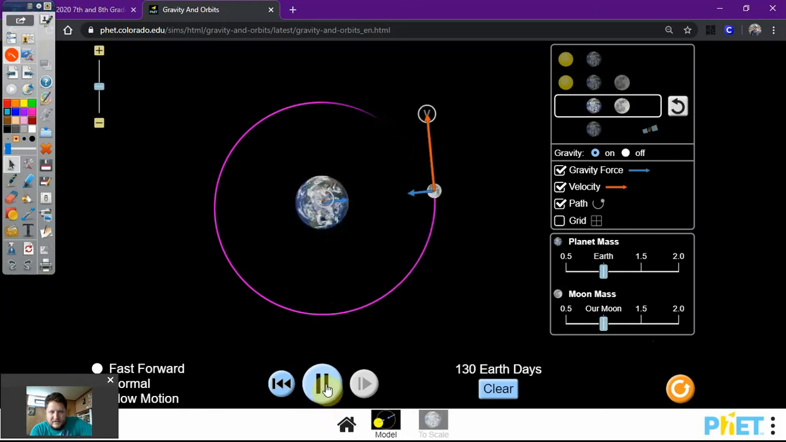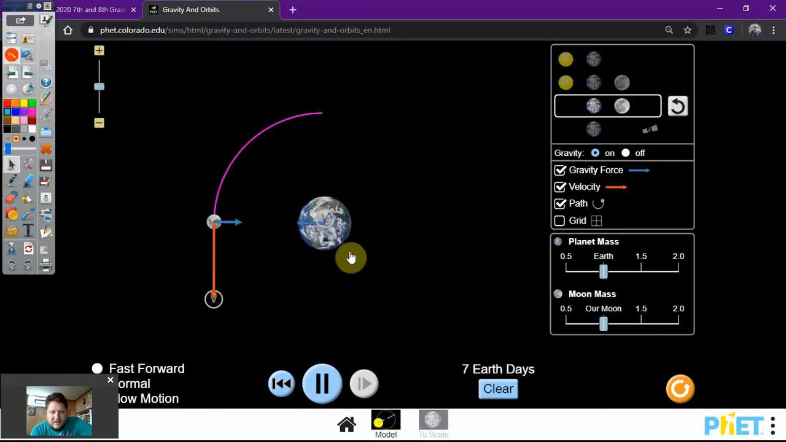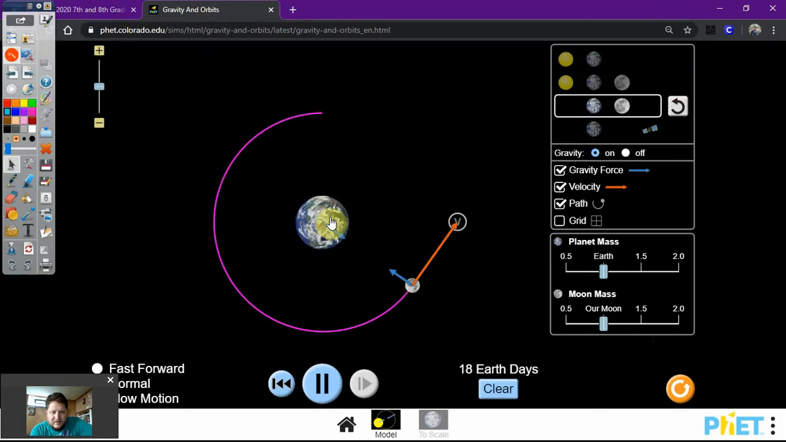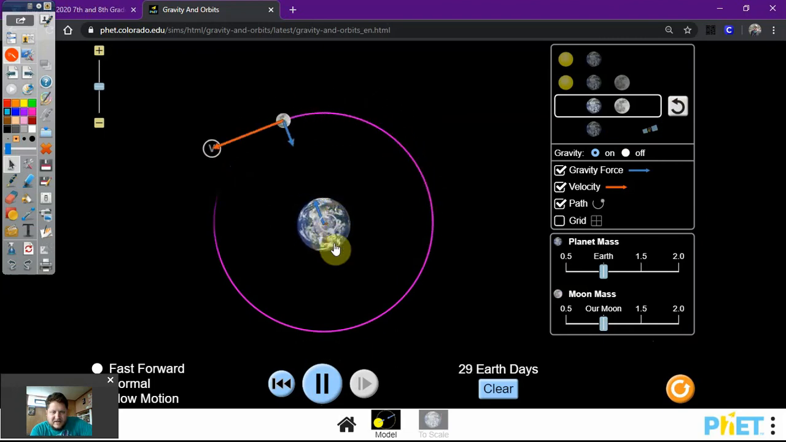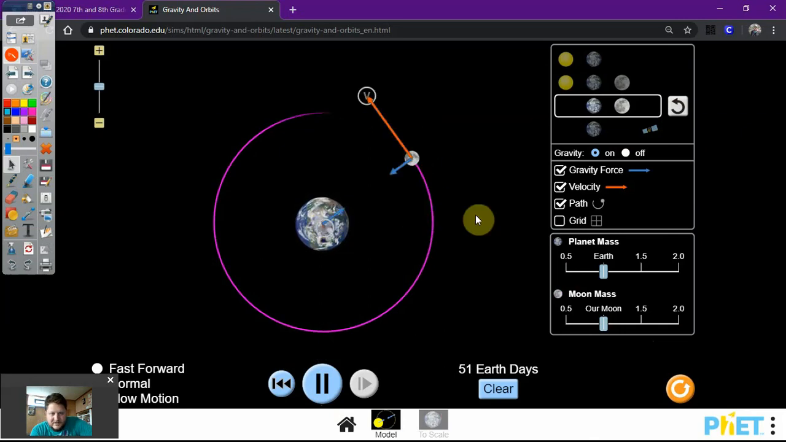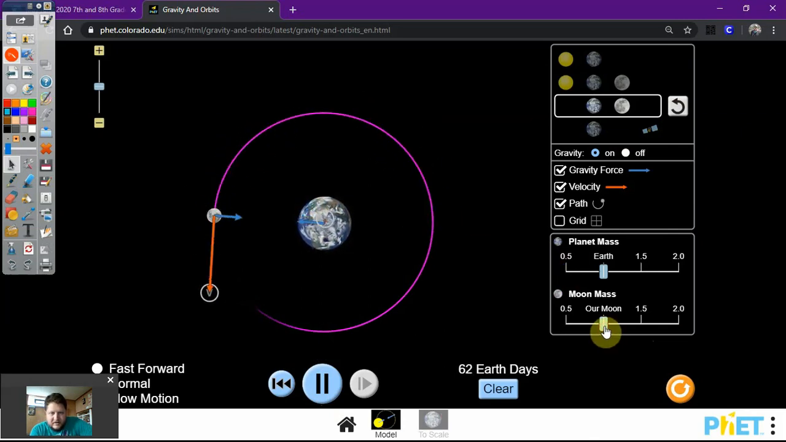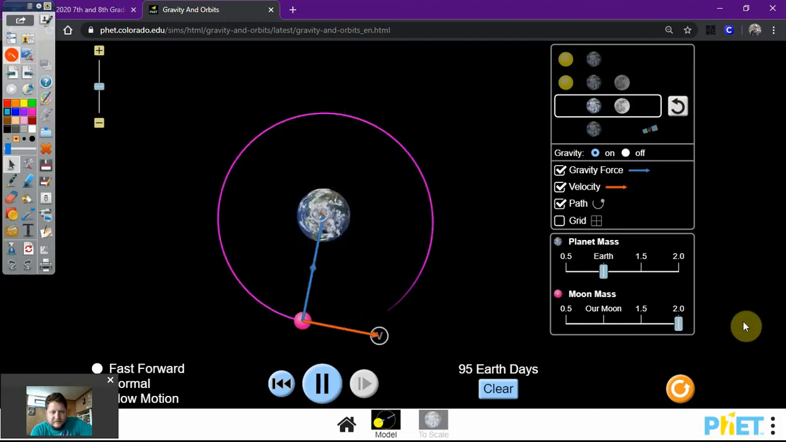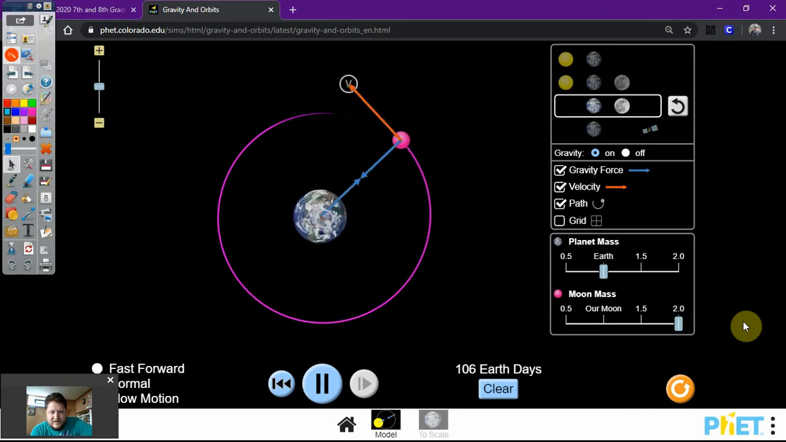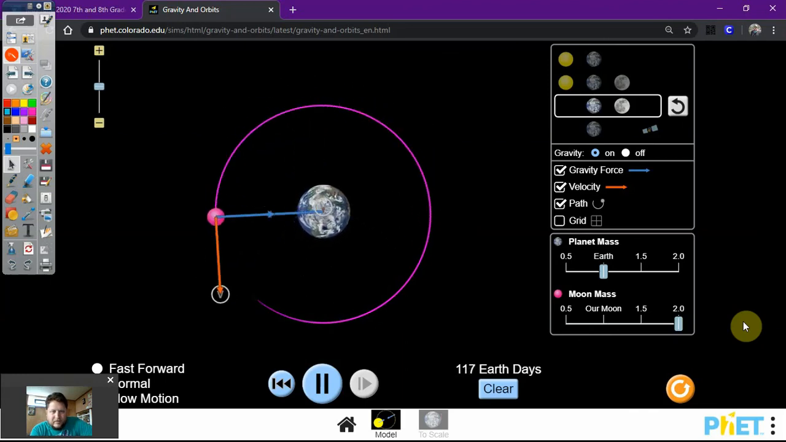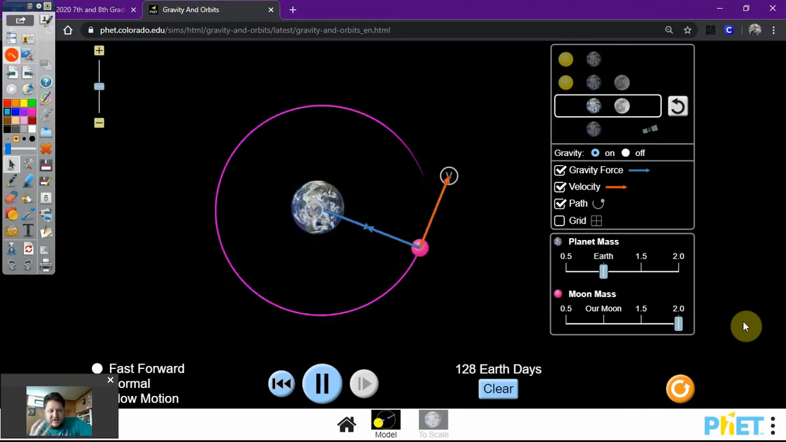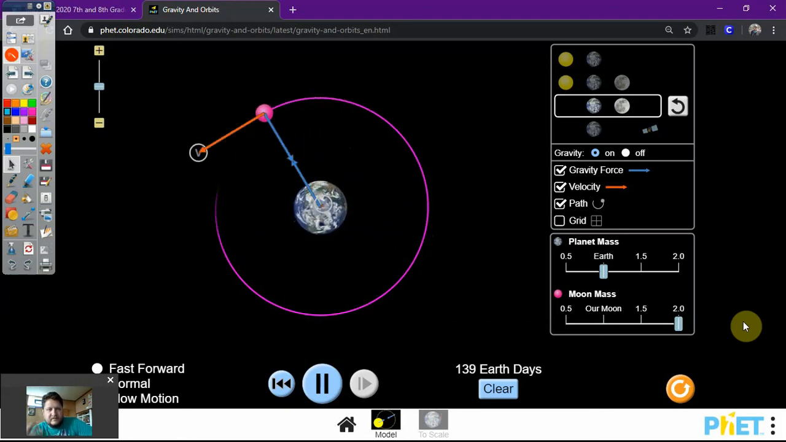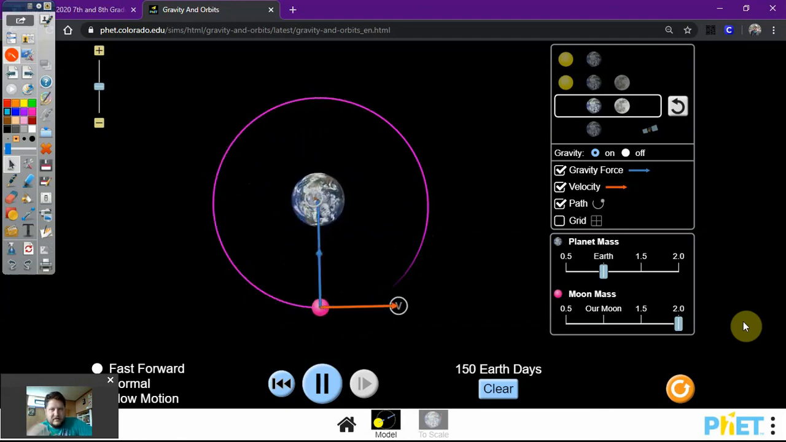All right, let me start this over. So watch the Earth. Okay, so the path is staying the same, but watch the Earth. There's a slight wobble to it. Right? A slight wobble. Now watch the wobble when I increase the mass of the moon. Now, to me, it looks like the Earth has got a little more wobble to it, because you're having more of a pulling effect from the moon on the Earth than there was before.